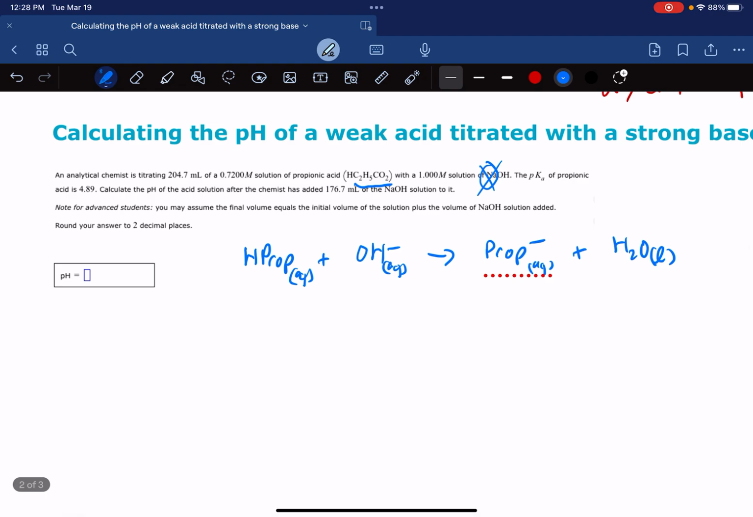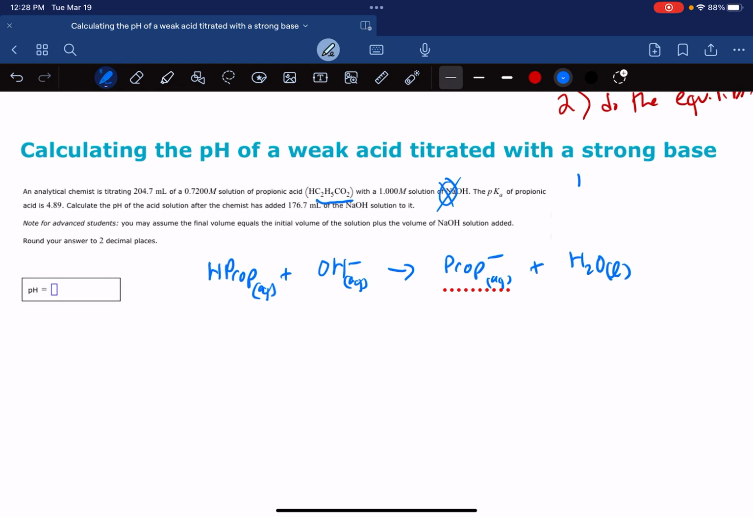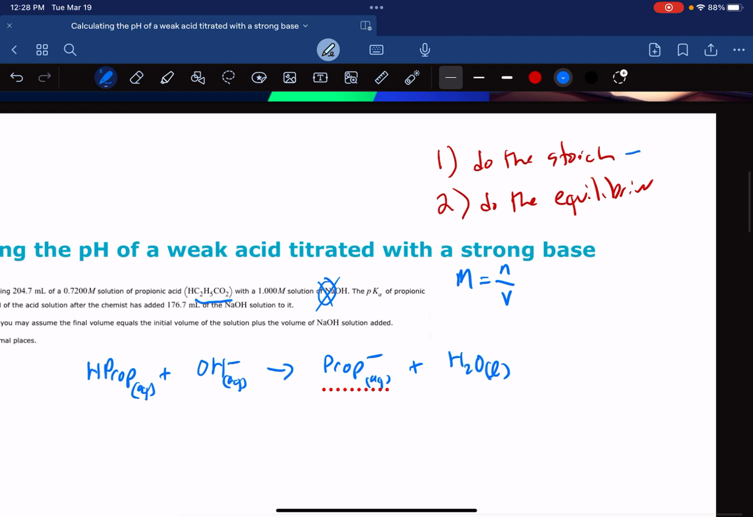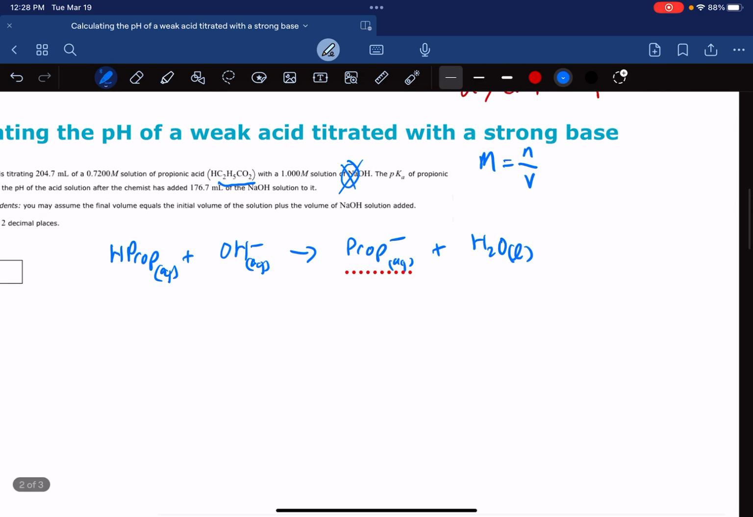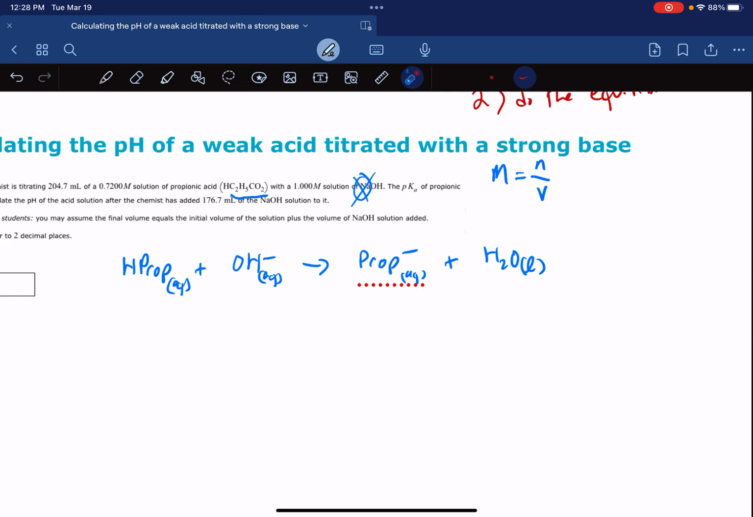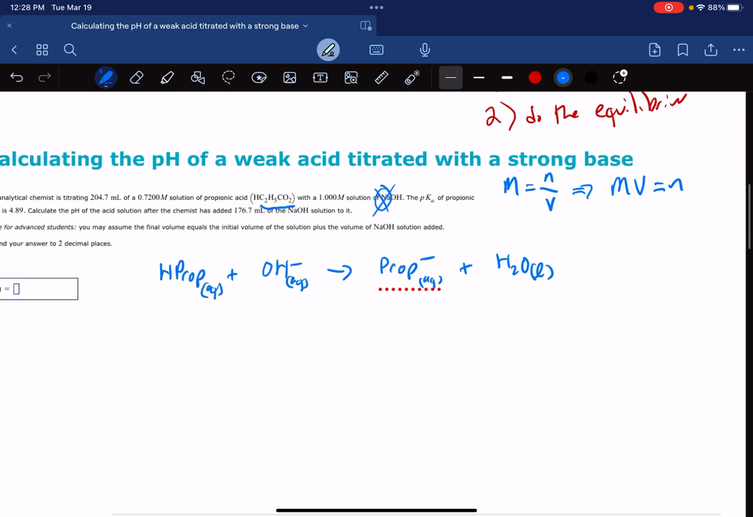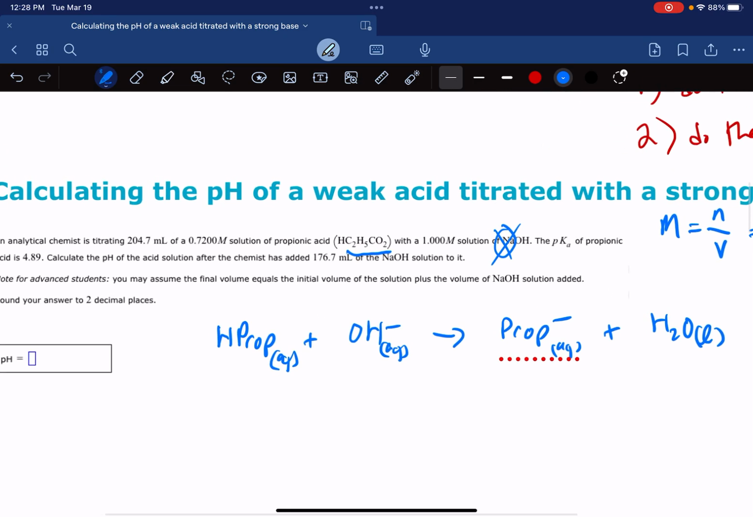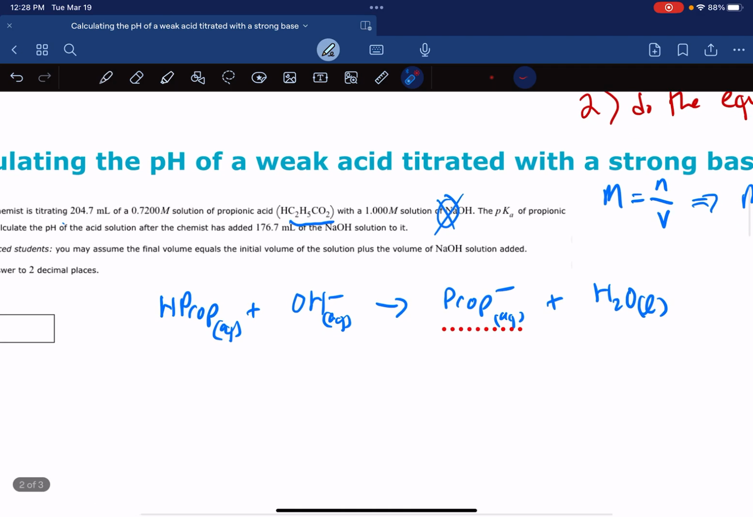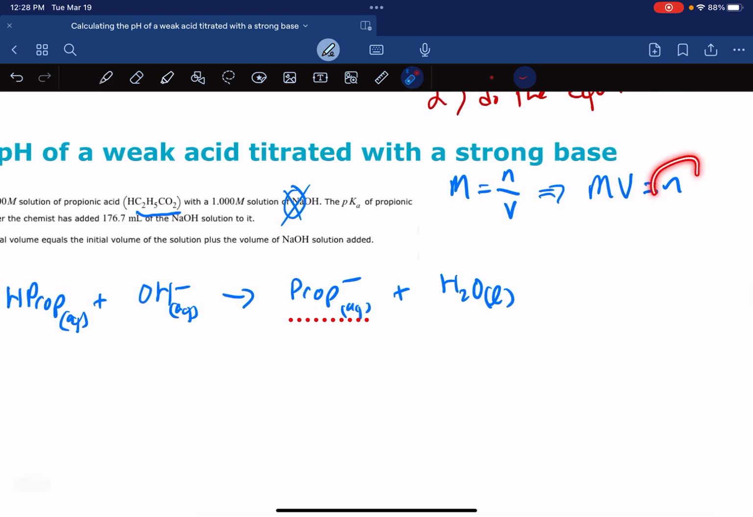Now, the other really important equation we have to use is molarity, which is equal to moles per volume. Since our first step, the stoichiometry, is always done in moles or millimoles, whatever is easier for you, we want to rearrange this equation to get moles by itself. Simply enough, molarity times volume equals moles. We know the initial volume of the propionic acid and its molarity, so if we multiply the molarity by its volume, we end up with the moles or millimoles.